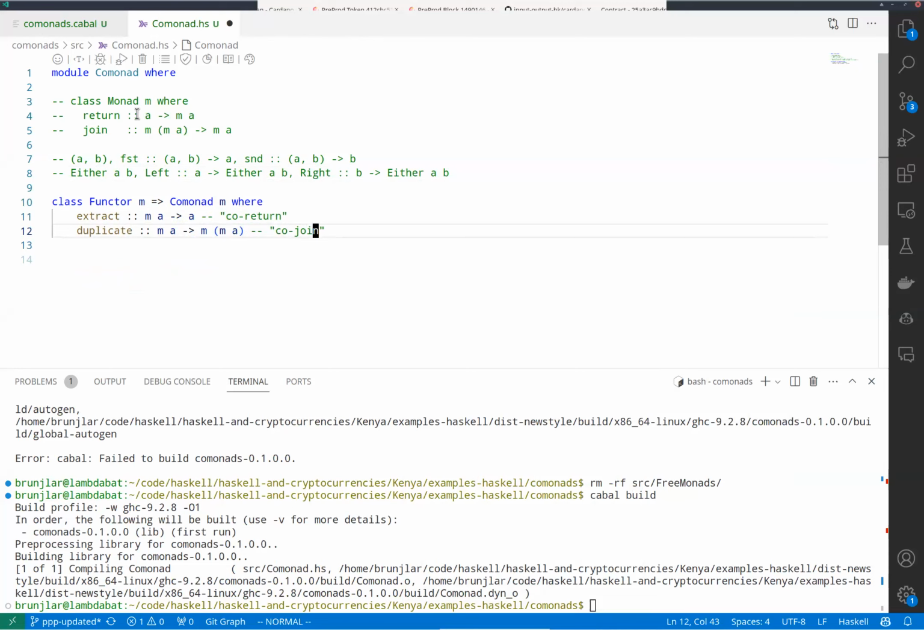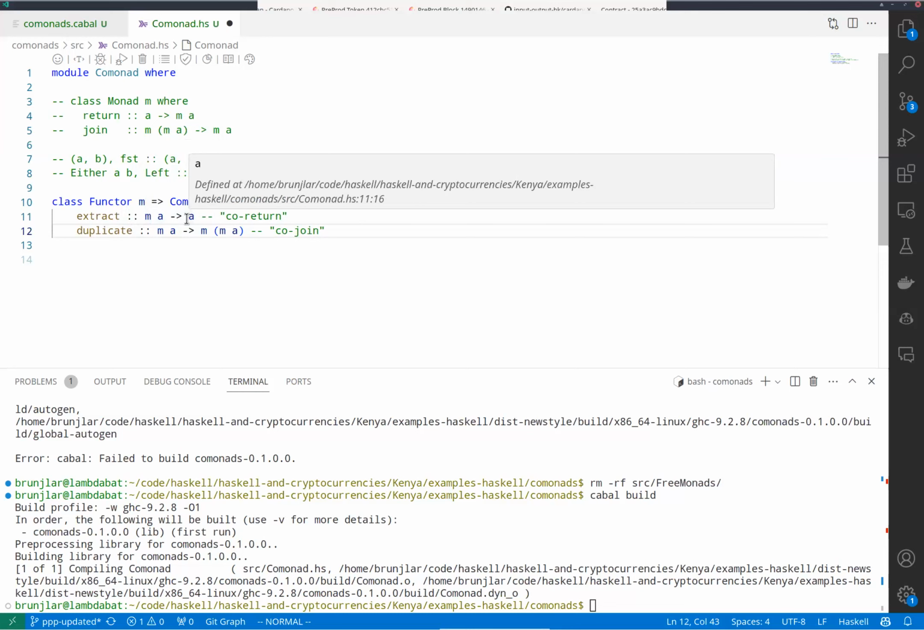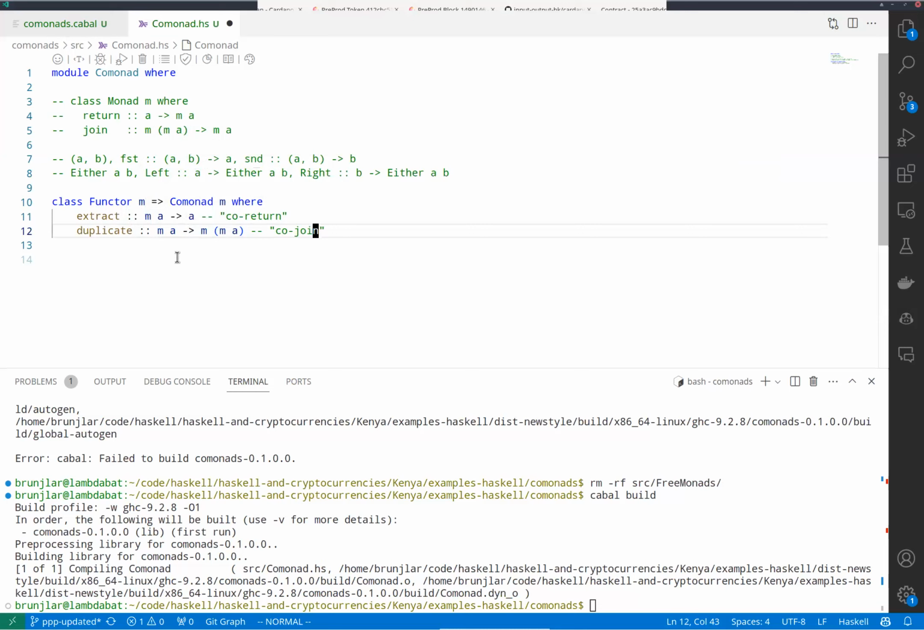So instead of return, which takes an A and embeds it into the monad, you have something called extract, which goes the other way around, from the comonad to this A. And instead of join, which collapses two layers of the monad into one, you have the other way around, from M A to M (M A). And that's called duplicate.